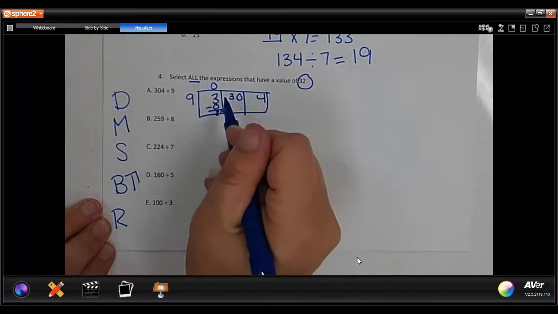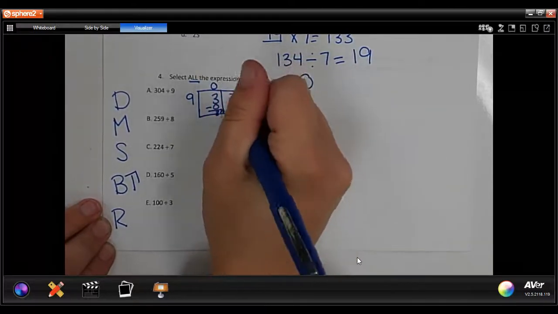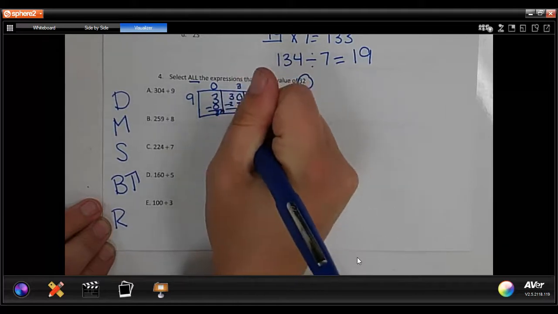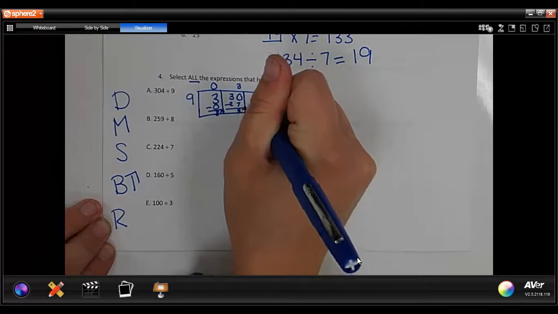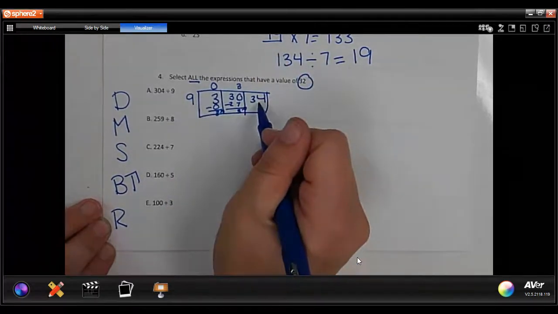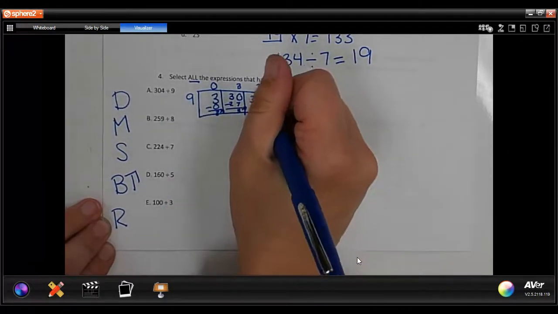9 goes into 30 3 times. 9 times 3 is 27. 30 minus 27 is 3. Bring up my 3. 9 goes into 34 3 times as well.